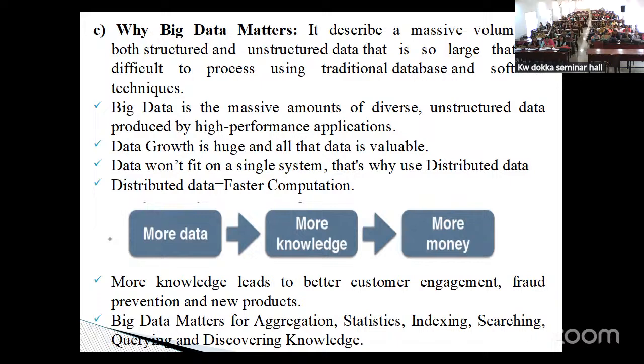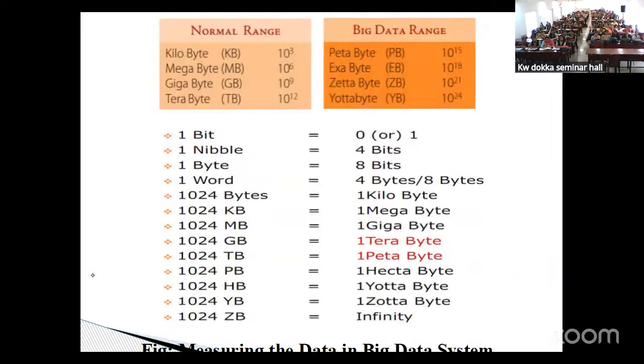Clear? Please don't write anything. I will give you all these things. So this is the range. Just see what this is. This is a normal range. And that is the big range. You have petabytes, zettabytes, and so on. I hope you know all these things, what is big, what is wide, what is table. We will not explain this.